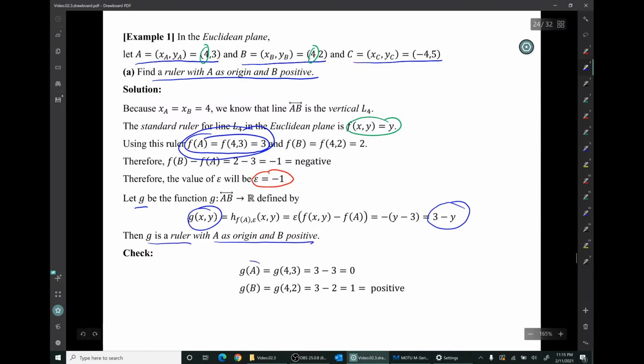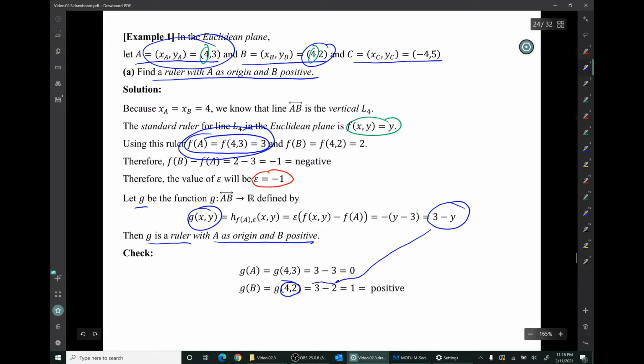Let's check. Let's compute g of a. The point a is (4, 3). That means we put (4, 3) inside the formula for g. There's the formula for g, and I grab whatever's sitting here and put it here. And so the result is g of a is equal to 0. And that's what I wanted. g of a has to be 0. Now let's see what g of b is. For g of b, I grab the coordinates for point B and put them inside of g. Now I use the formula for g.